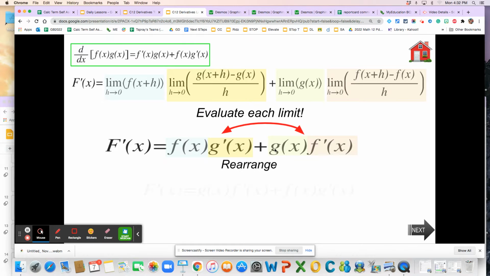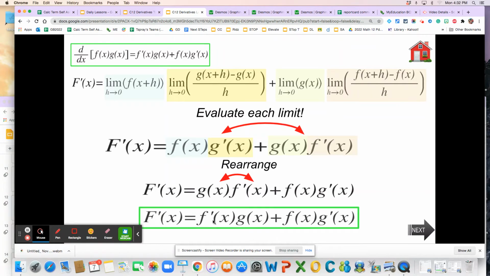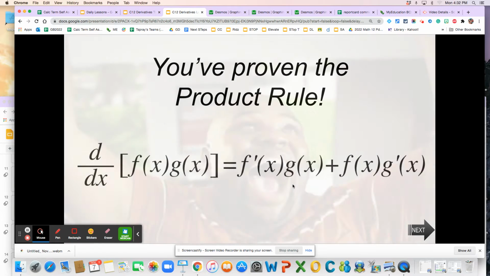And there you go. If we rearrange them just a little bit, we can see that we get f prime g plus f g prime. The order there doesn't matter since we're adding. Okay, so now that's the proof.